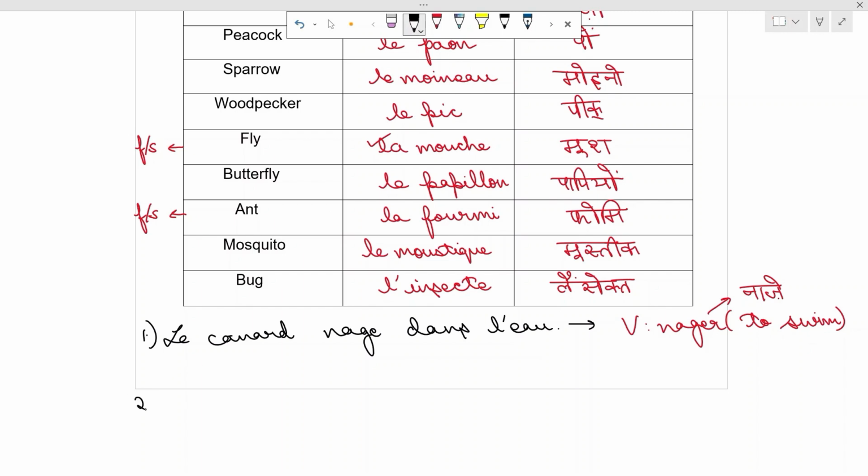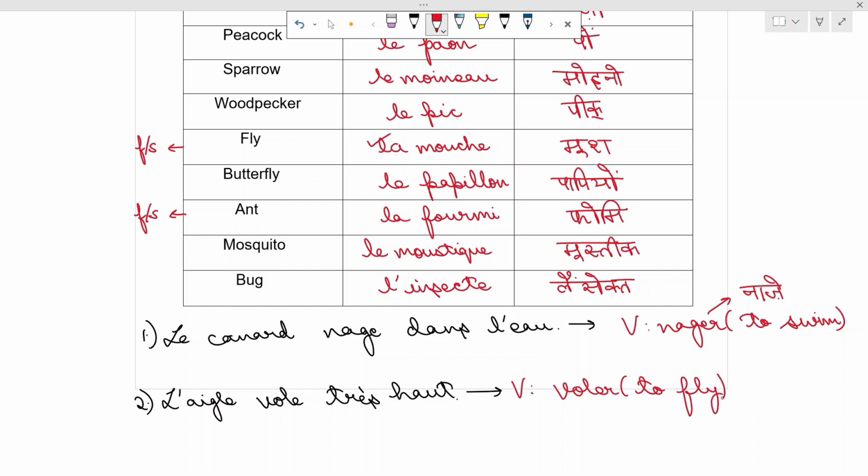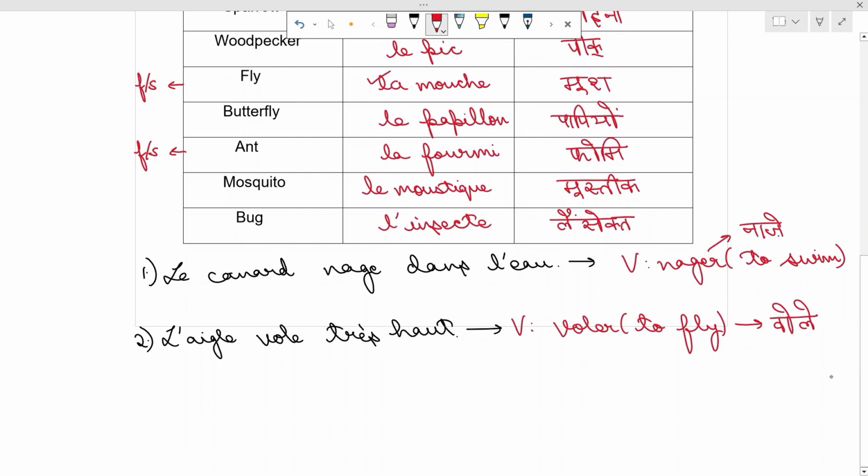The second sentence is l'aigle vole très haut. The verb in this sentence is voler, which means to fly. Pronunciation is voler. The eagle flies very high. The first one was the duck swims in the water or is swimming in the water.